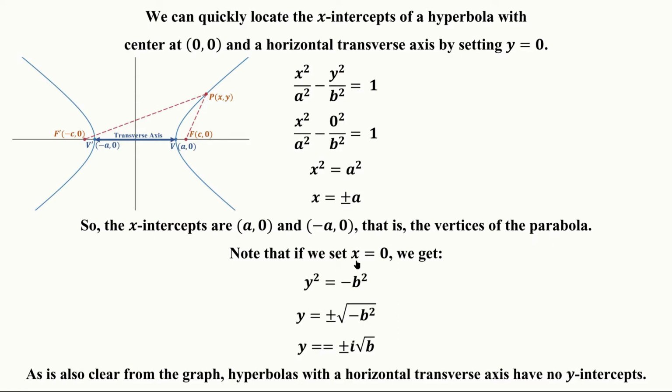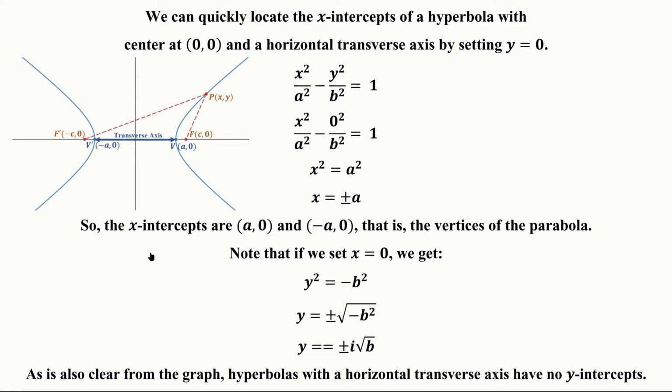Now, if you set x equals 0 and then try to solve for y, you can already see this particular kind of hyperbola isn't going to cross the y-axis. So you end up with y squared equals negative b squared, or y equals plus or minus square root of negative b squared, which gives us y equals plus or minus i times b, i here being the square root of negative 1. As you know, this is an imaginary number, so therefore this will not have any real y-intercepts.